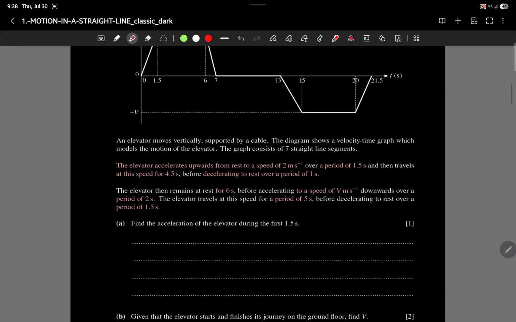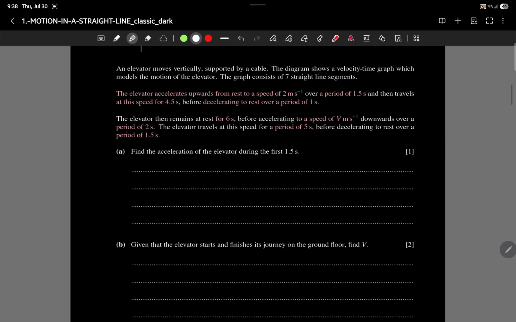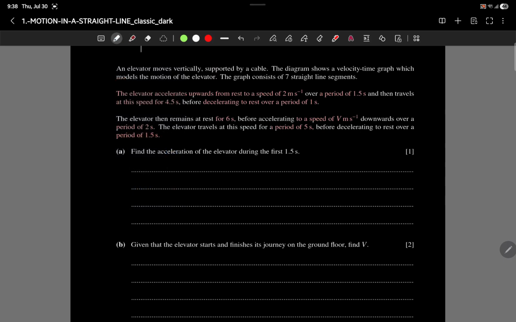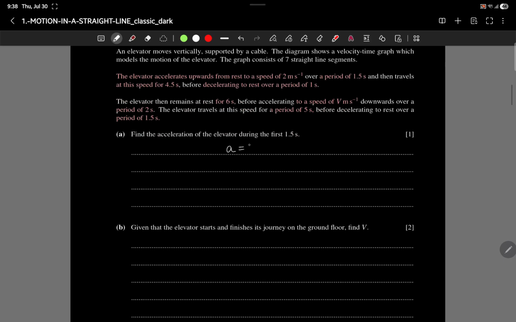Find the acceleration of the elevator during the first 1.5 seconds. Very simple. So acceleration is final velocity, which is 2, minus initial 0, over 1.5, which we get as 4/3 m/s². So just write it in exact form. And yeah, that's it.